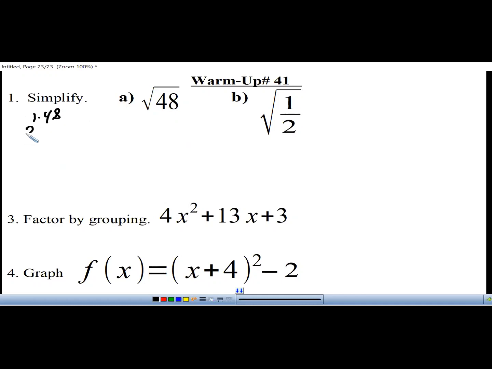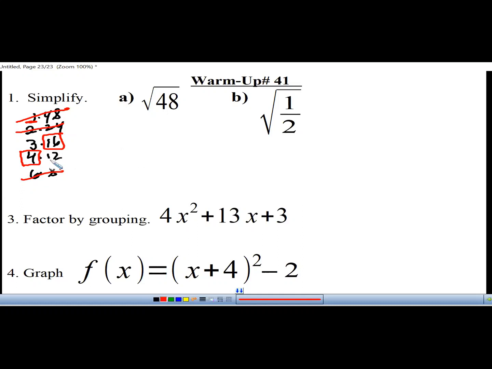1 times 48, 2 times 24, 3 times 16, 4 times 12, 5 times nothing, 6 times 8, 9, and the rest repeat. So here, I need to pick the pairs of factors where one of the numbers is a perfect square. 1 is a perfect square, but it stays the same, so I'm not using that one. 2 times 24, they're not perfect squares, so I'm not using that. 3 is not, but 16 is a perfect square. 4 is a perfect square, and the last 2 are not.